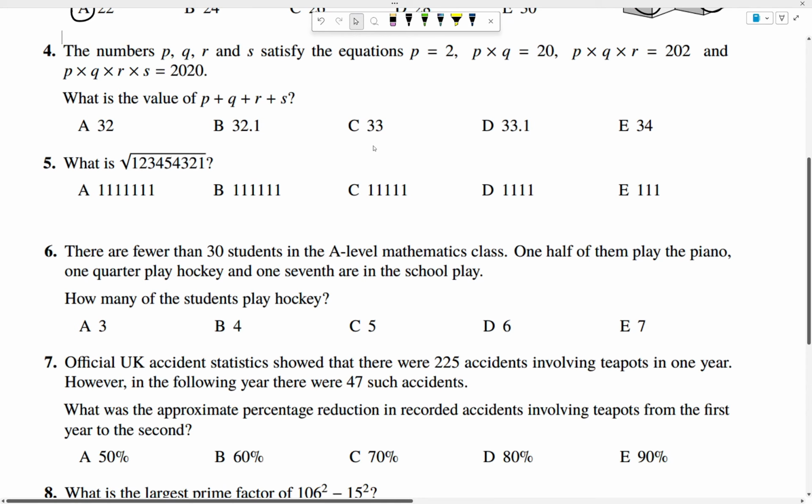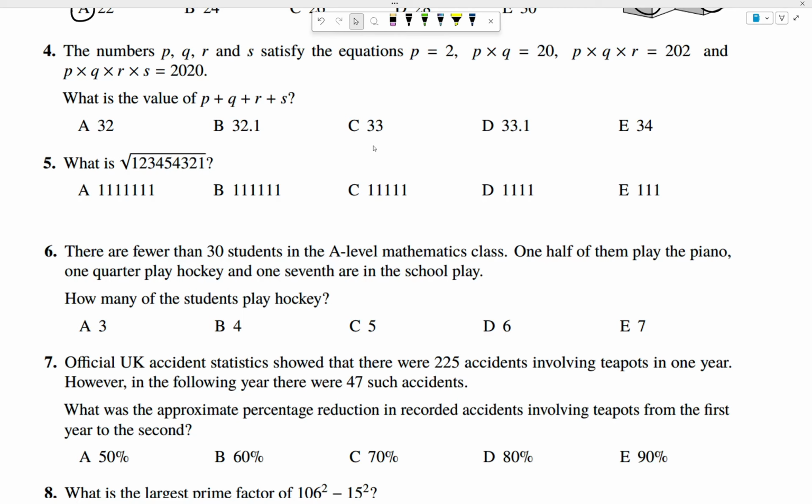Okay, numbers p, q, r, and s satisfy the equations that p equals 2, p multiplied by q is 20, p multiplied by q multiplied by r is 202, and p times q times r times s is 2020. So we want to find the sum of p, q, r, and s.